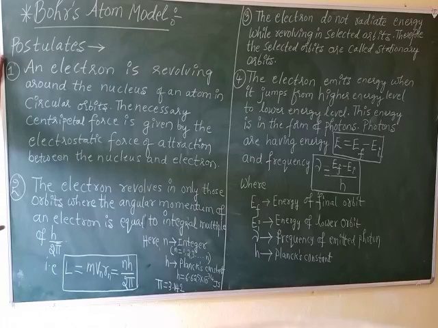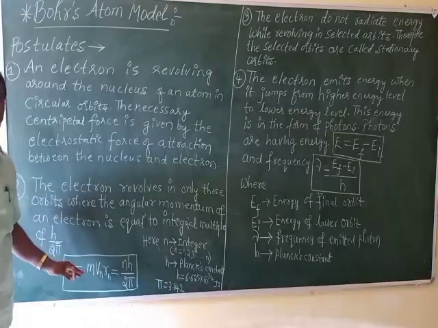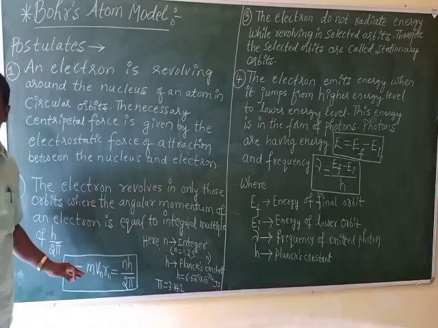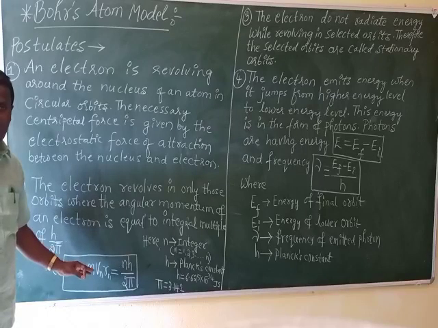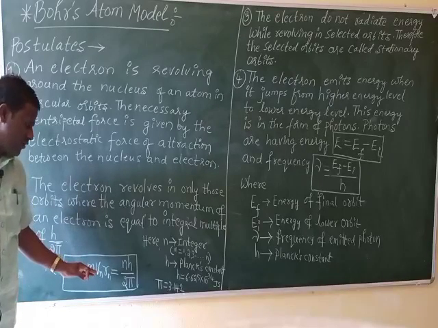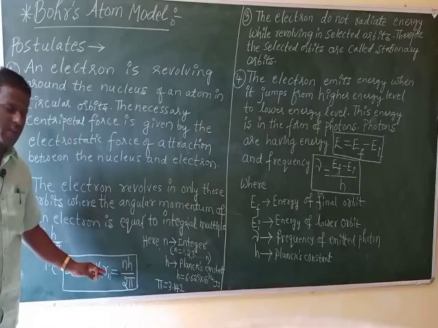So the condition is L equals, symbol for angular momentum is L, equals mvr. m v_n r_n equals nh by 2 pi. mvr equals nh by 2 pi. m v_n r equals nh by 2 pi. Where m is mass of an electron. What is m here? Mass of an electron. v_n is velocity of an electron in nth orbit of hydrogen atom. r_n is radius of the nth orbit.